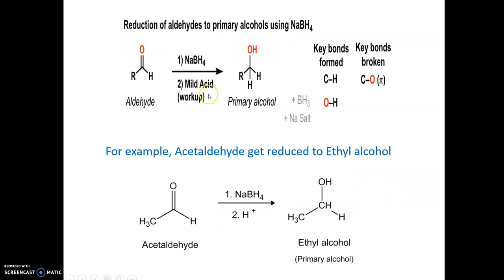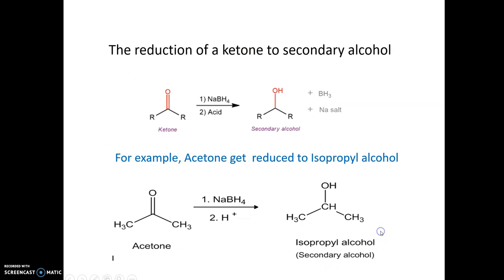Let us look in detail at the reduction of aldehydes to primary alcohol. These are the key bonds that have been formed, that is, the bond between hydrogen and carbon, and the bond between oxygen and hydrogen. The bond that has been broken is between the carbon and the oxygen, that is, the pi bond. For example, when I take acetaldehyde, upon reduction I get the primary alcohol, that is, ethyl alcohol.